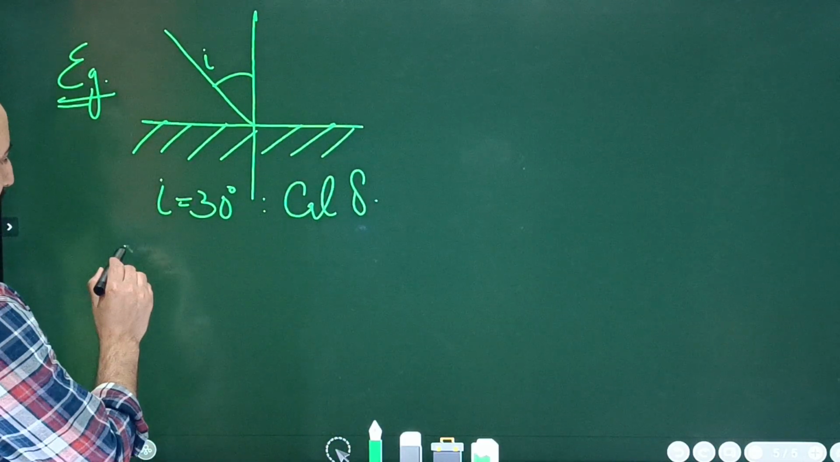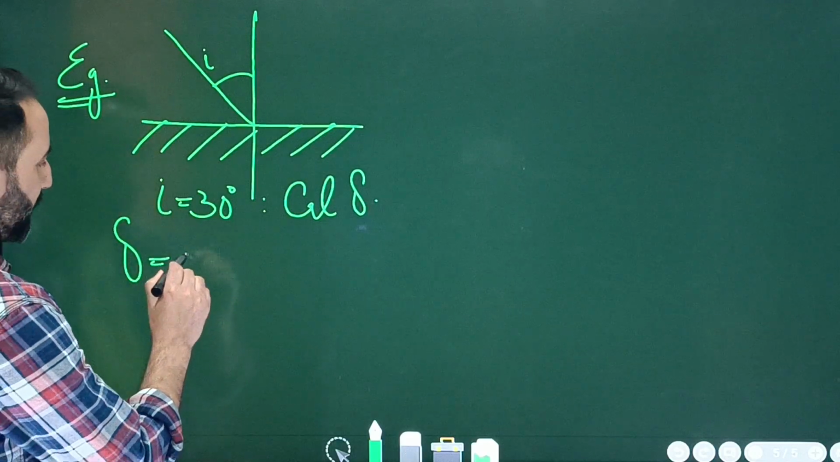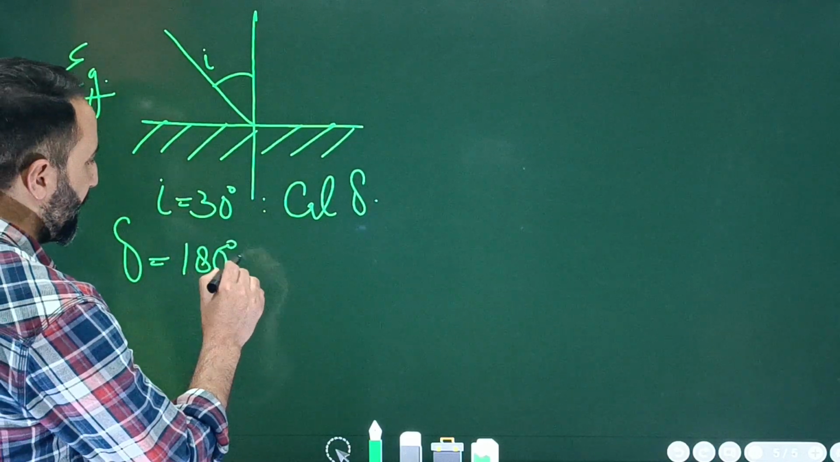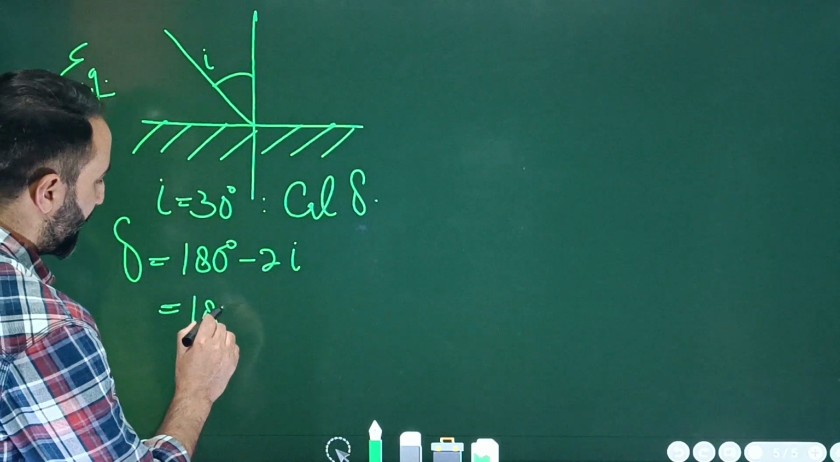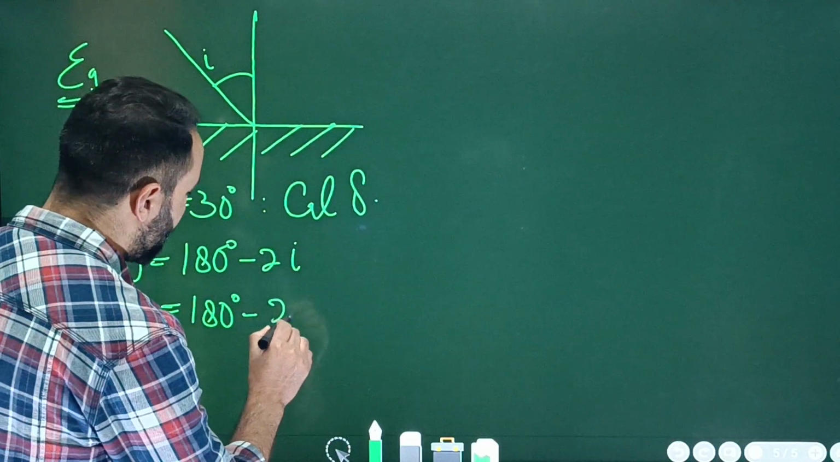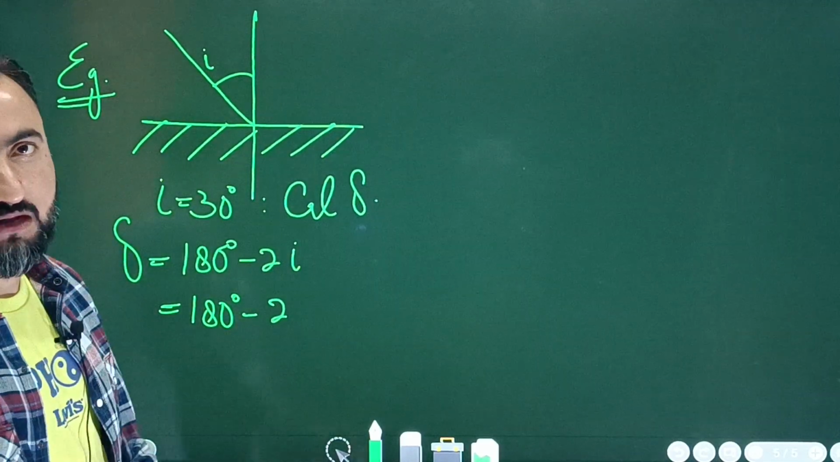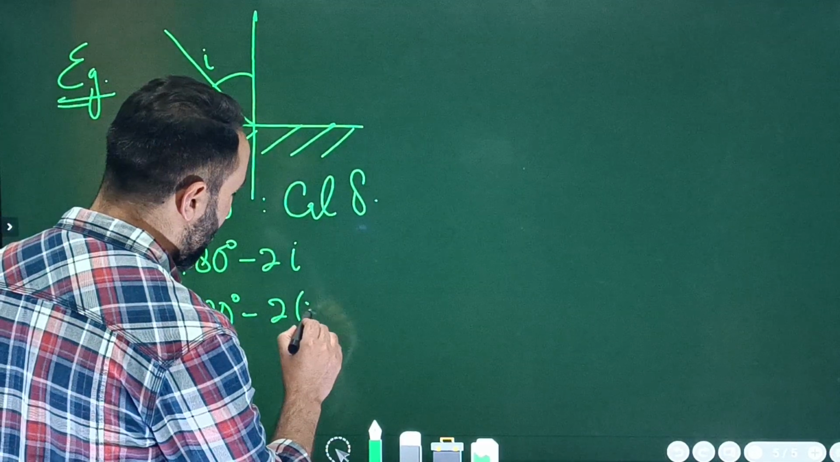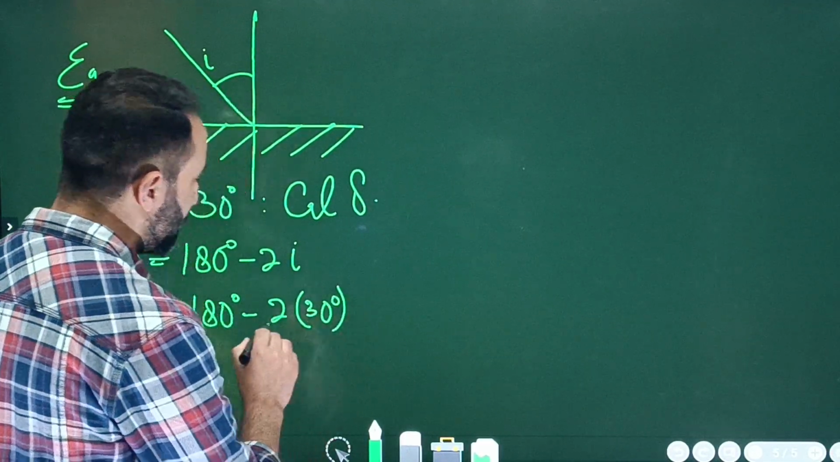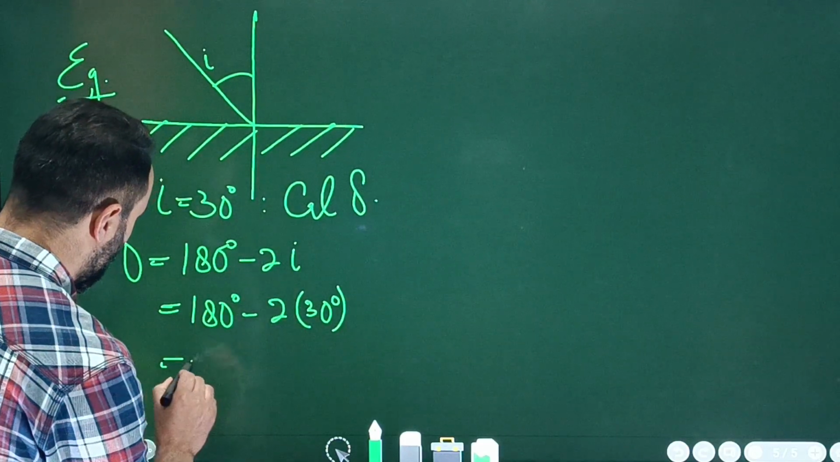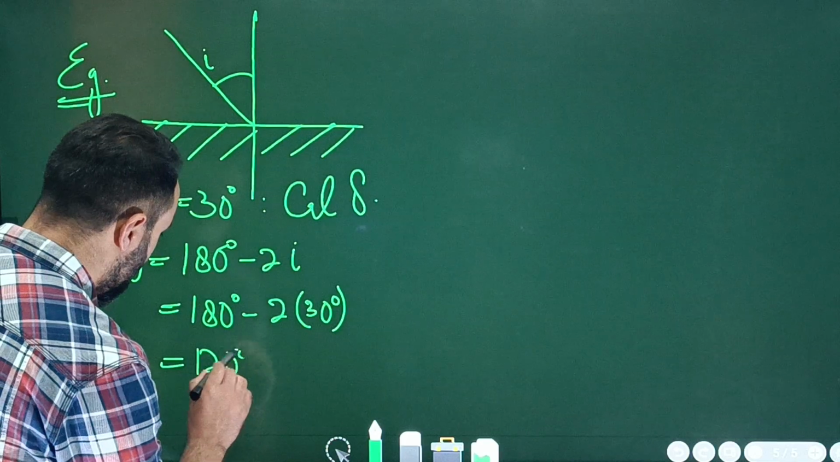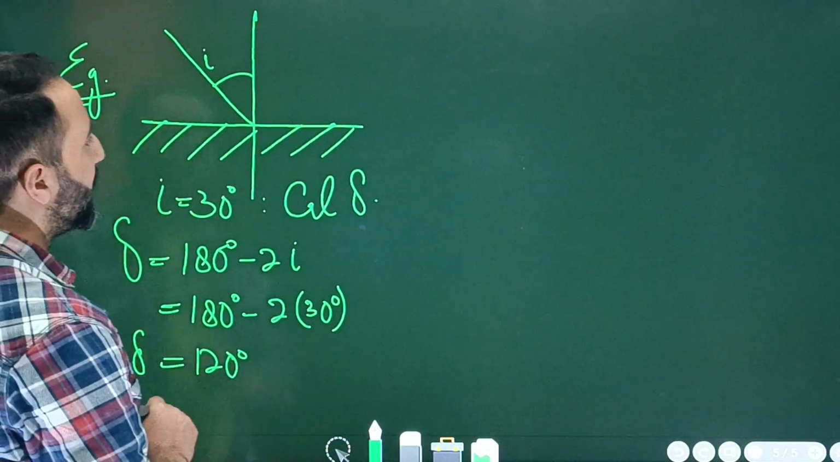So let's try to calculate the angle of deviation simply using the formula that angle of deviation is equal to 180 degree minus twice angle of incidence. Here the angle of incidence is how much, beta? That's equal to 30. So here I will write it down, 30. Now 2 into 30 is equal to what? That's equal to 60. 180 minus 60 is equal to 120 degree. So the angle of deviation comes out to be 120 degree.